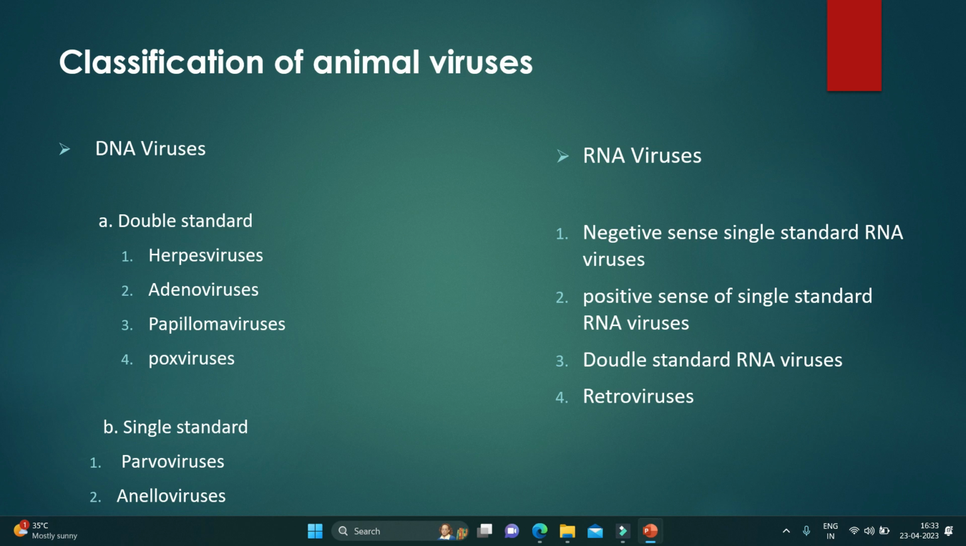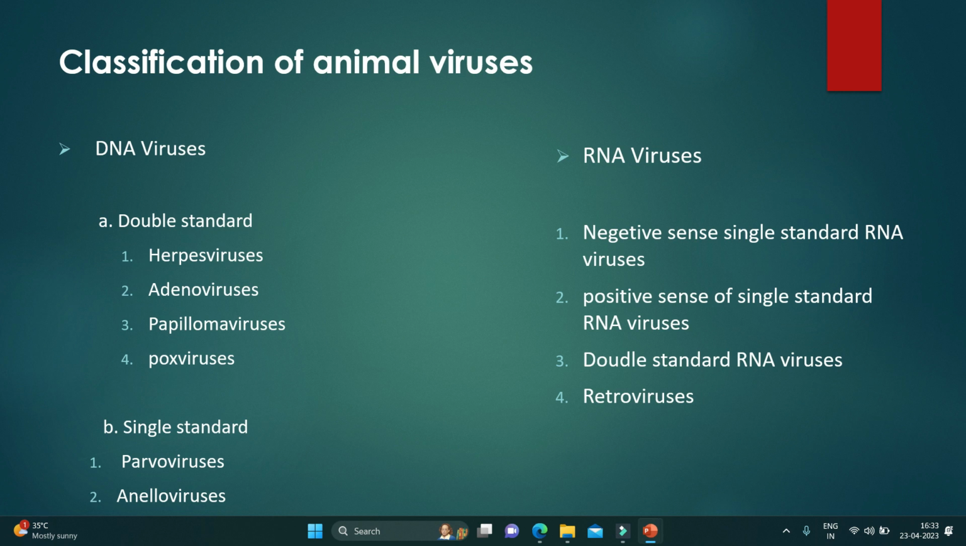Next, single-stranded DNA viruses. First one is parvoviruses. Parvoviruses are viruses that infect animals and humans. The human parvovirus B19 causes erythema infectiosum, or fifth disease, a common childhood illness that causes a rash and fever. Second one is anelloviruses, viruses that are commonly found in human blood. They are not known to cause any disease, but they can be used as markers for studying human population genetics.